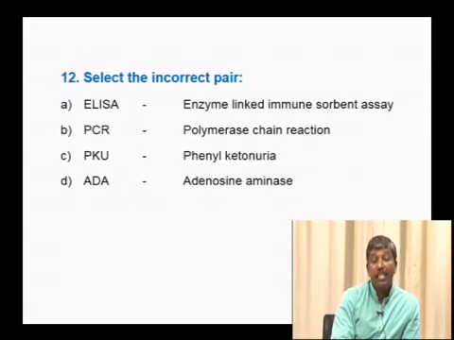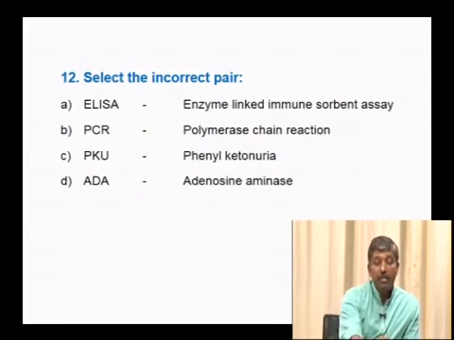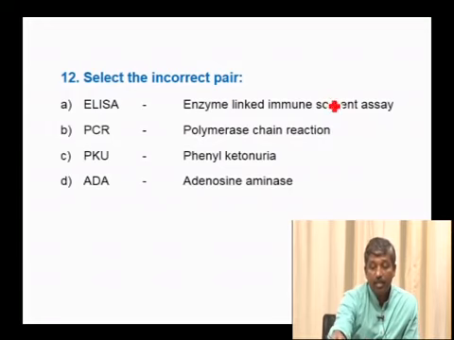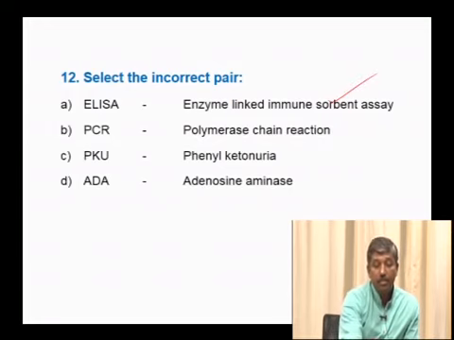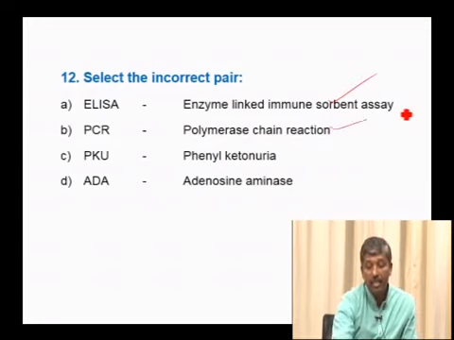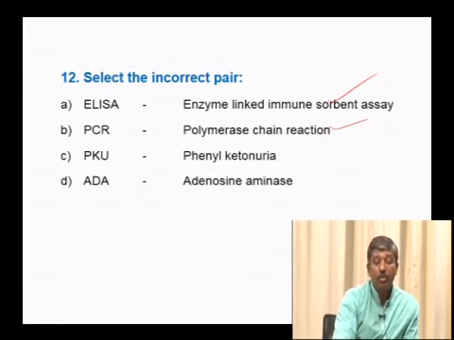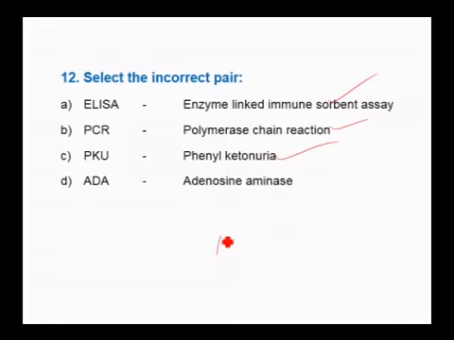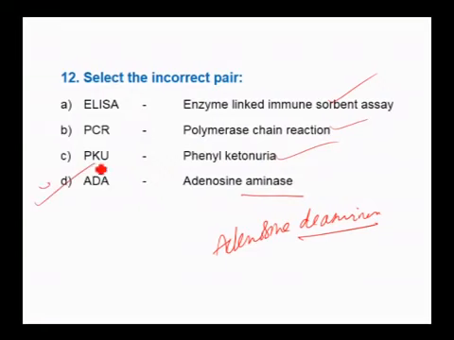Select the incorrect pair. ELISA, enzyme linked immunosorbent assay, is correctly matched. PCR, polymerase chain reaction, is also correctly matched. Phenylketonuria is also correctly matched; this is an autosomal recessive gene disorder. ADA stands for adenosine deaminase, but here it is given as aminase, hence it is an incorrect pair, so the option is D.